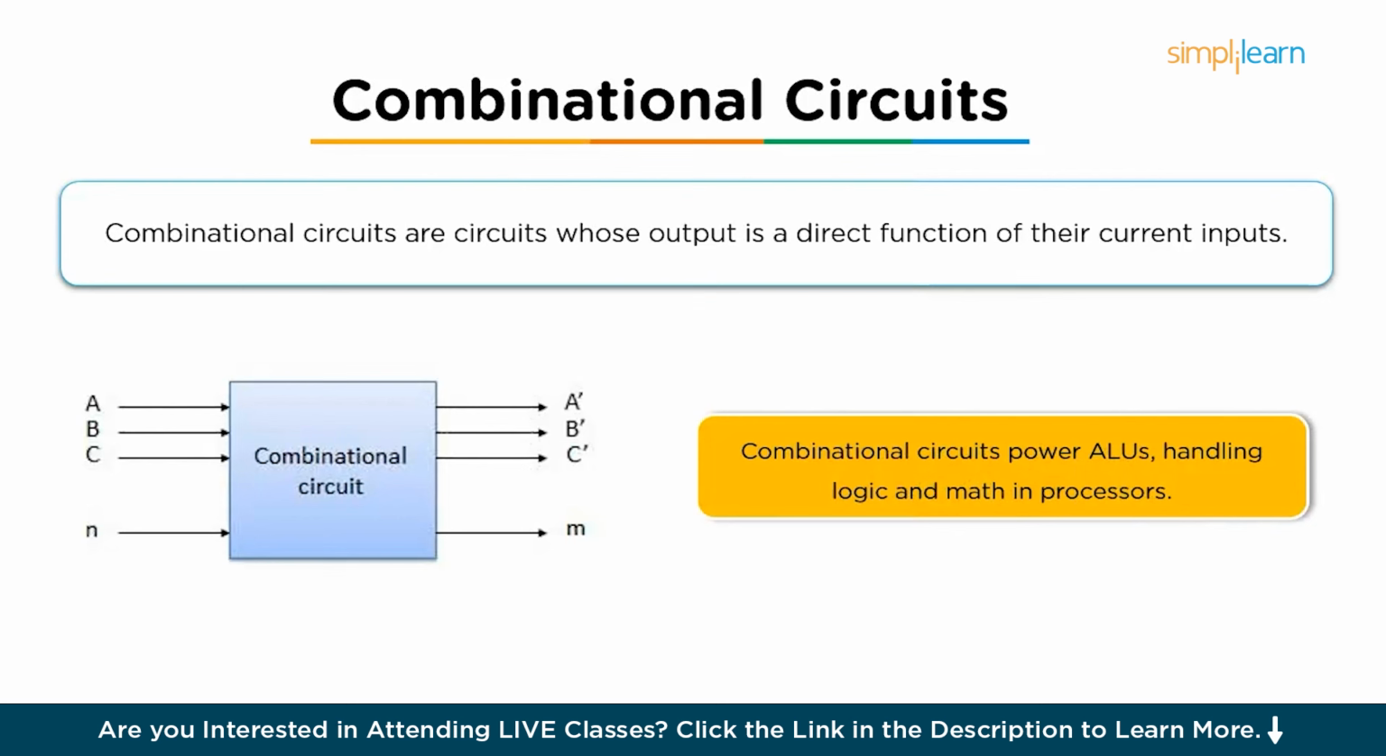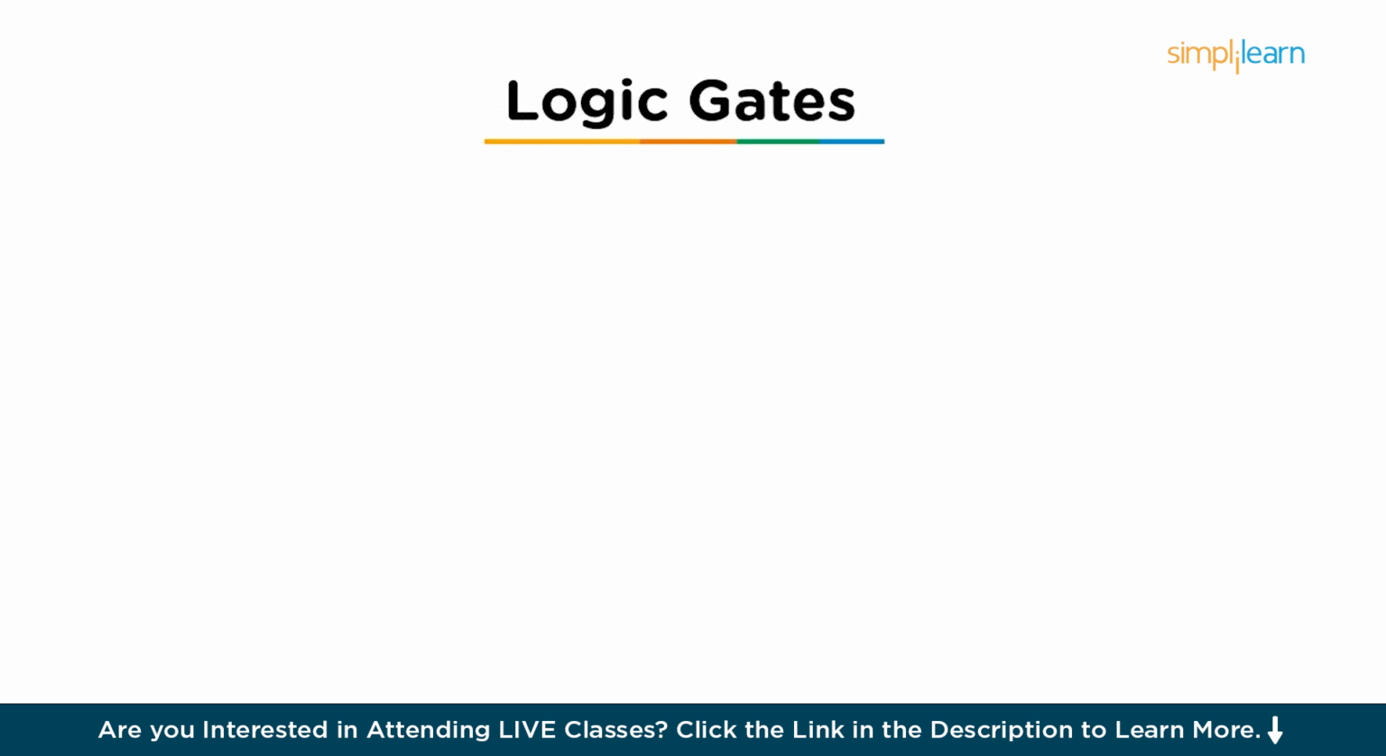Combinational circuits are fundamental for performing logical operations and mathematical calculations. So they are the building blocks for more complex operations and are the foundation for the arithmetic logic units, ALUs, in the processors, which perform calculation and decision making tasks. Let's jump to the basic logic gates.